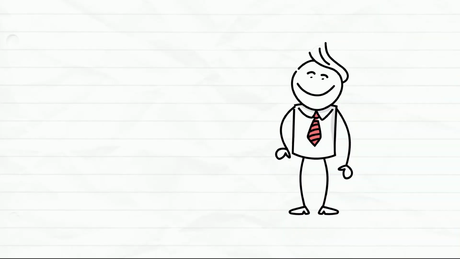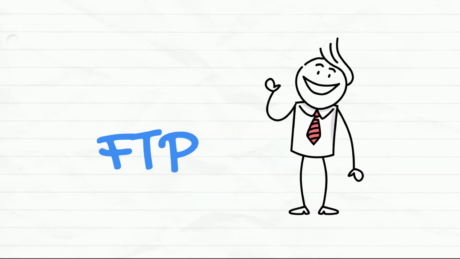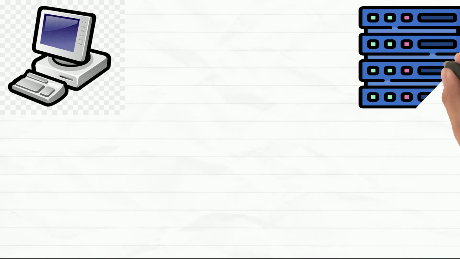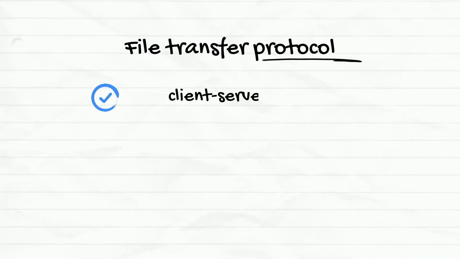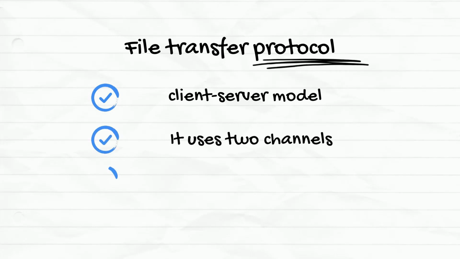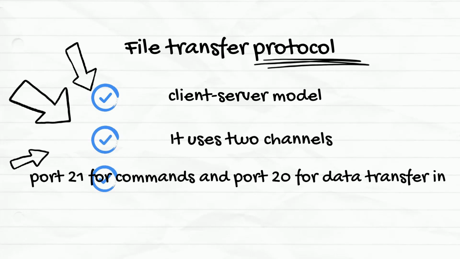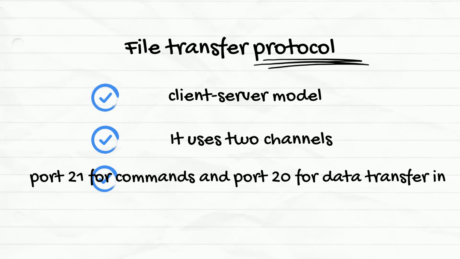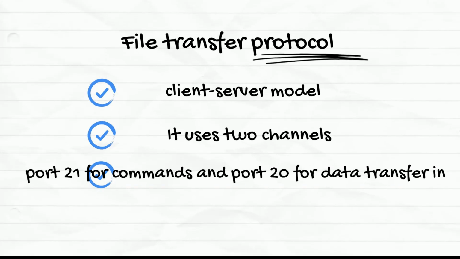FTP stands for File Transfer Protocol. It's a standard network protocol used for transferring files between a client and a server on a computer network. It works on a client-server model, where the client connects to an FTP server to access or share files. It uses two channels: a command channel for sending control commands and a data channel for transferring file data. FTP typically operates over port 21 for commands and port 20 for data transfer in active mode.